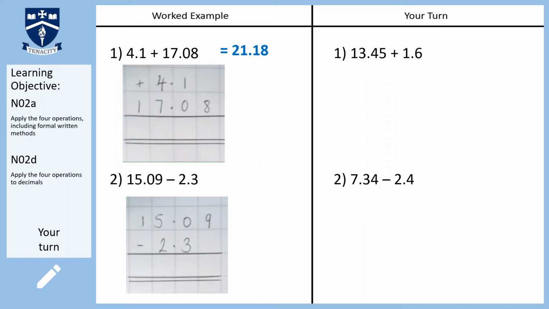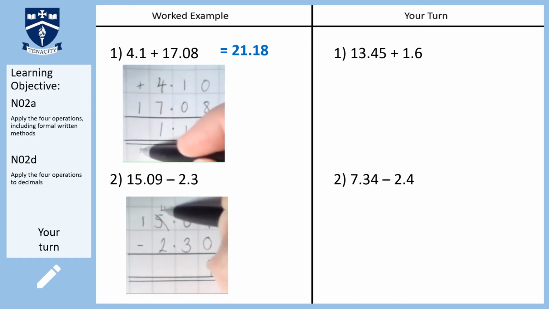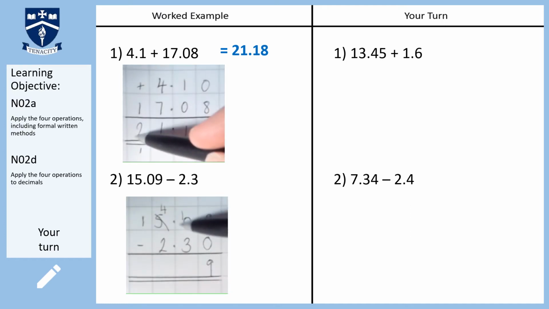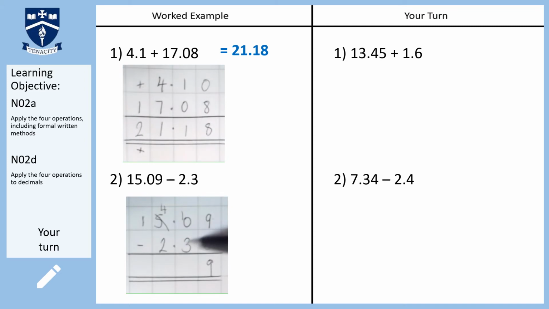Now let's look at a subtraction. Here again, line up our numbers by place value. It's quite useful to add a 0 where there's no number. 9 subtract 0 is 9. We have nothing in our tenths, so we need to borrow 1 from our units, which makes 10 tenths. 10 subtract 3 is 7.